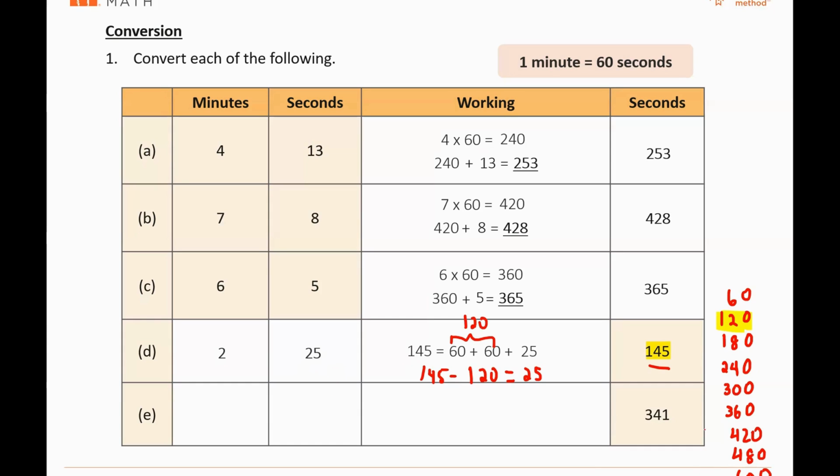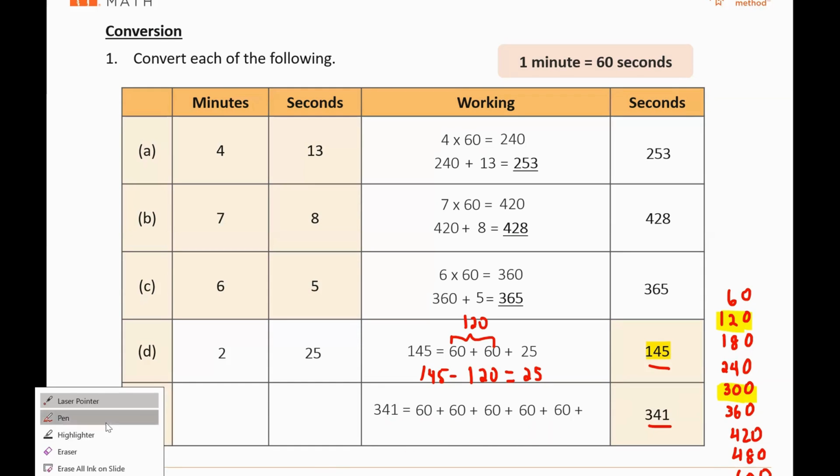Now for part E, you have 341. So let's go back to our list. Look for the number closest to your 341. That will be 300. So 300 is how many minutes? 1, 2, 3, 4, 5. 5 minutes. Okay. So if I want to present my working, 341 equals 5 60s: 60, 60, 60, 60, and 60. Correct, 5 groups of 60s give us my 300 seconds.